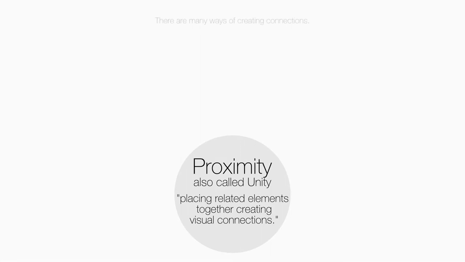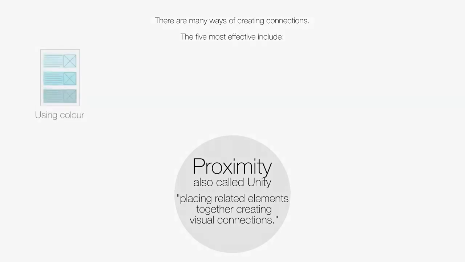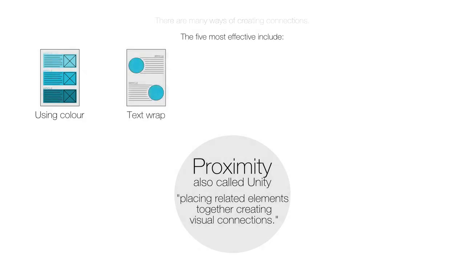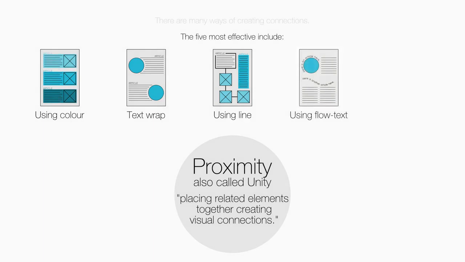There are many ways of creating connections. The 5 most effective include using colour to group related elements, using text wrap to connect body text to a related image, using the element of line to connect 2 elements, using flow text along a path to wrap a text element to an image, or using the principle of alignment to connect elements.